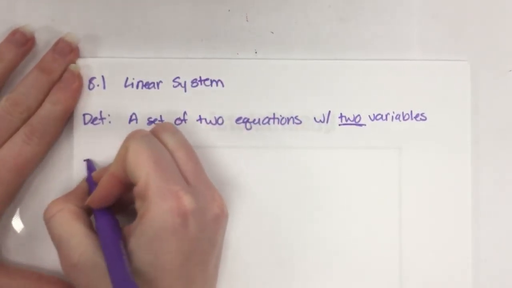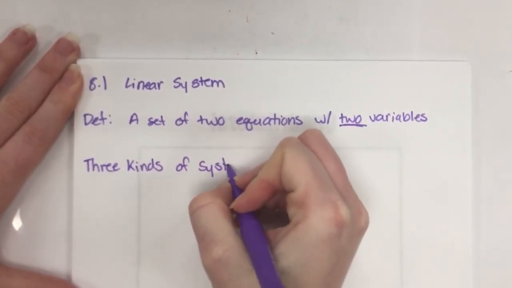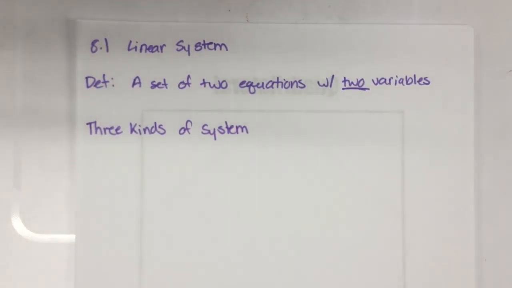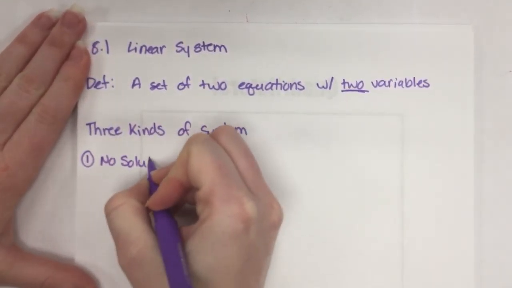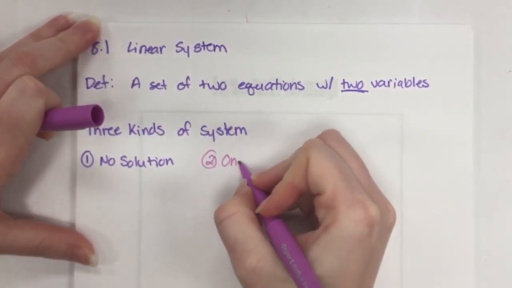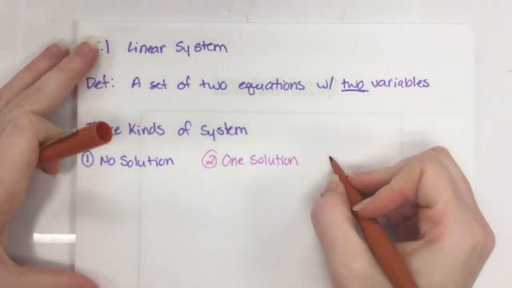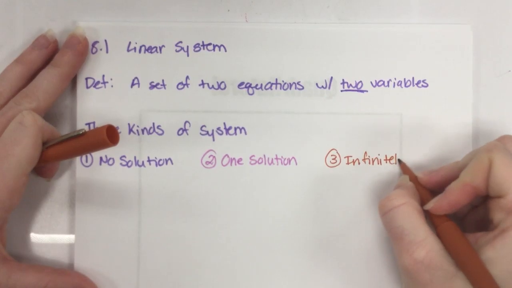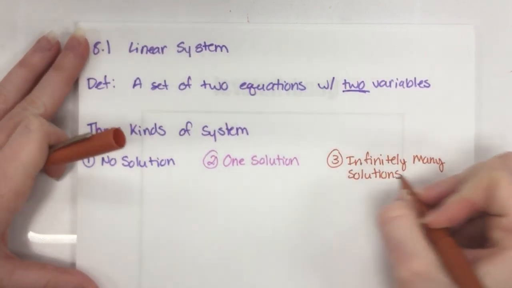All right. And so we have three different kinds of systems. For those of you that took regular Algebra 2, and I'm sure honors did it very similarly, you have done this topic already. The three kinds of systems are the systems that have no solution. Then we have the systems that have one solution. And we finish it off with the systems that have infinitely many solutions. So it's just going to be one of these three kinds.